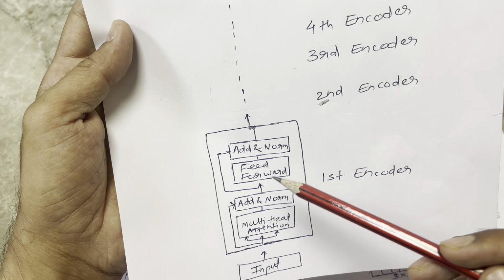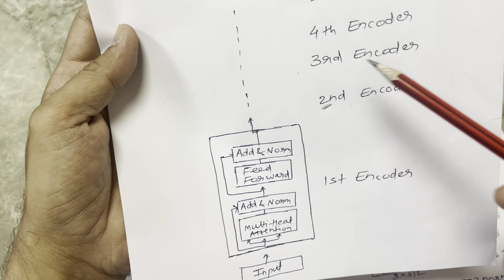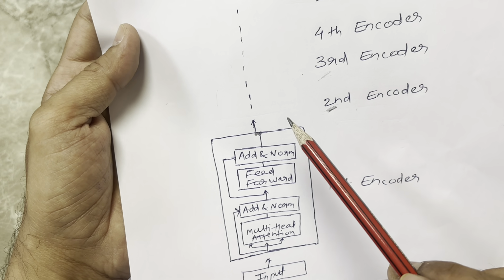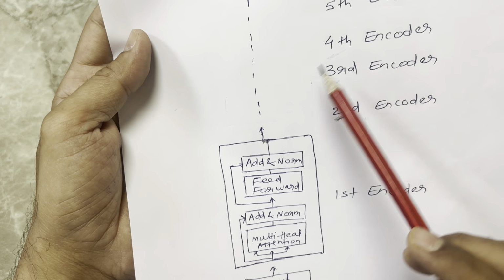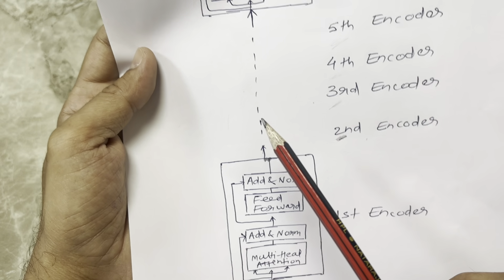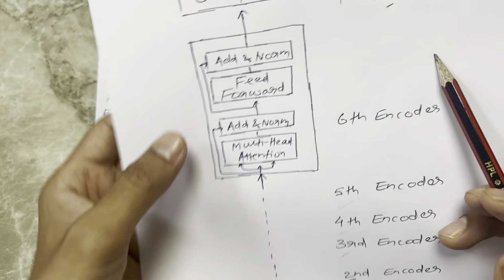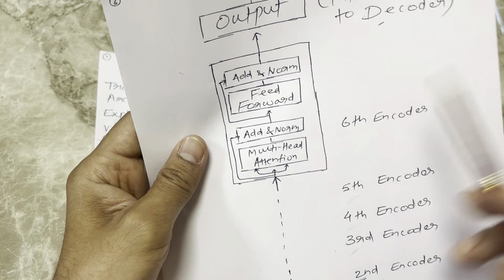And we go like this to the next, that is the third encoder block, and then to the next, the fourth encoder block, fifth encoder block, and then finally, everyone, to the sixth encoder block.